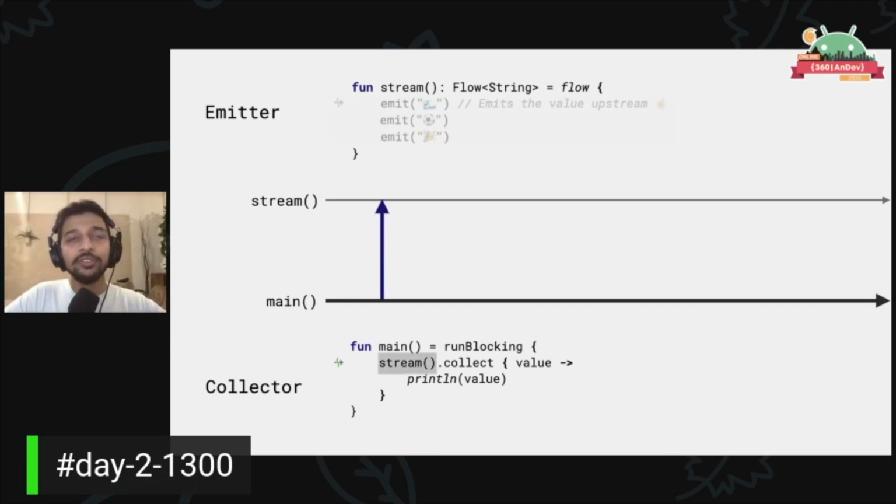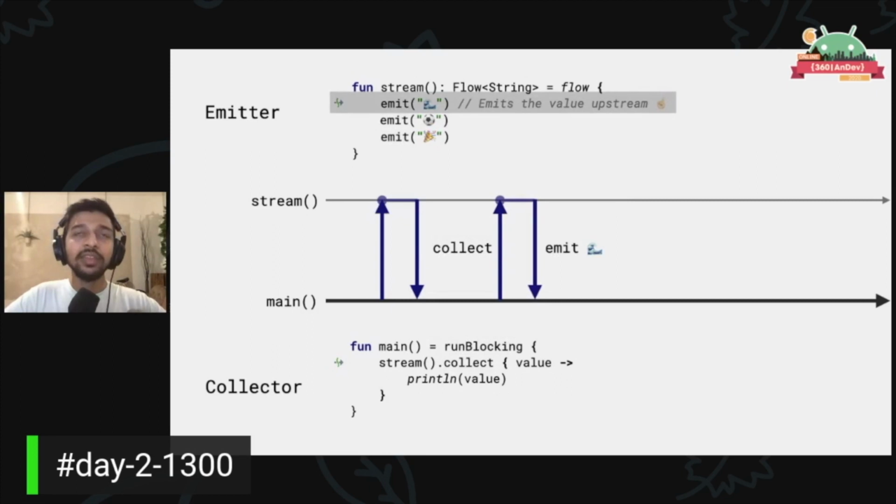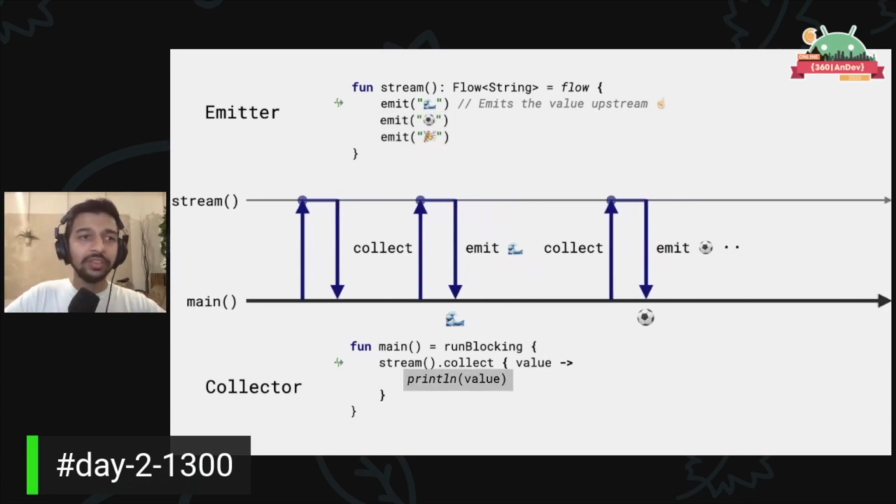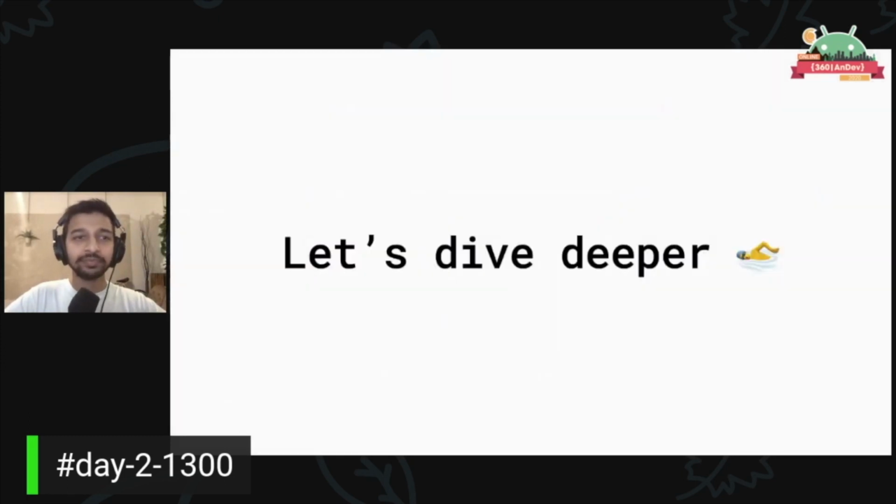Initially, the main function calls the stream function, which will immediately return the flow. Then we call the collect function on the flow, which essentially means we are subscribed to the emitter. Then the emitter starts emitting the values sequentially, and the collector receives them and prints them in this case. The same loop happens, and it keeps on emitting next values and printing them, and this goes on till the emitter has no values, and that's when the execution moves out of collect and is complete.